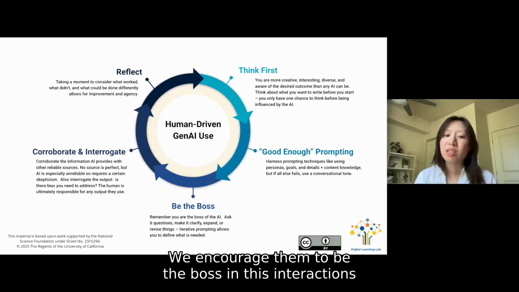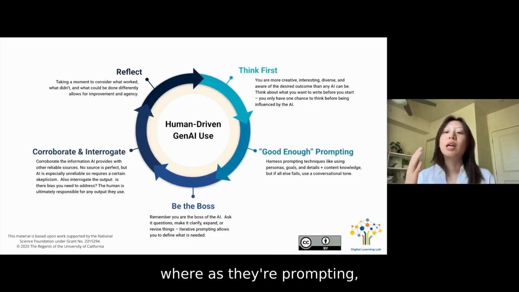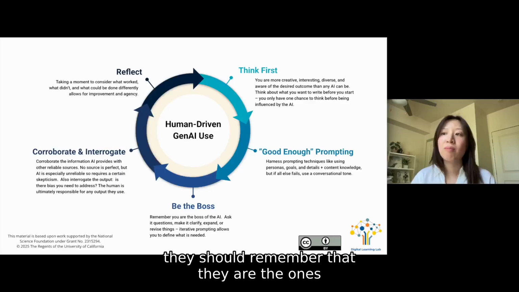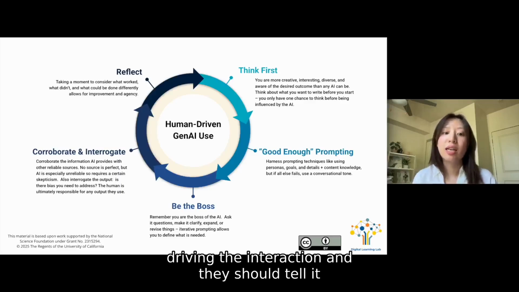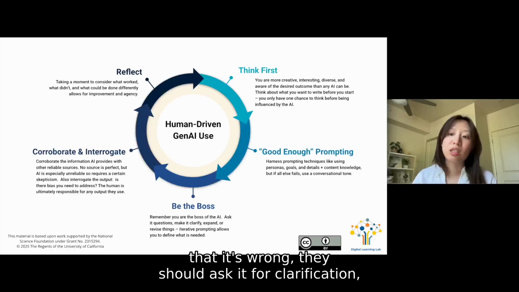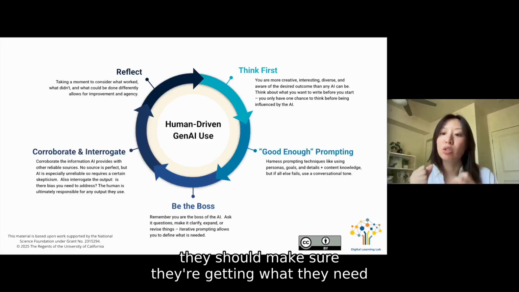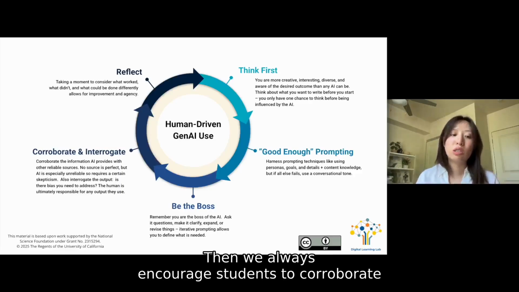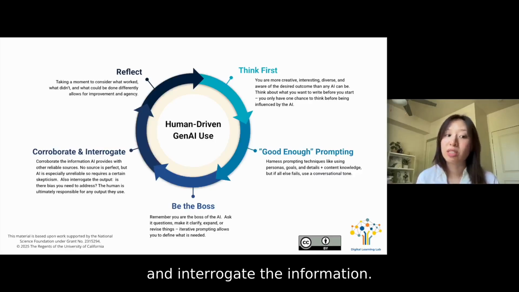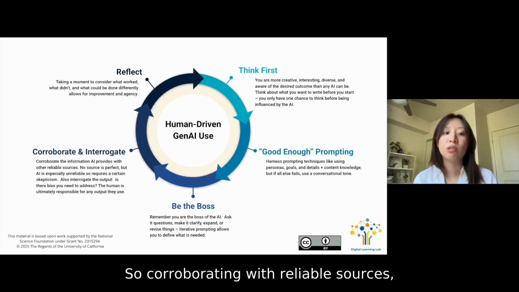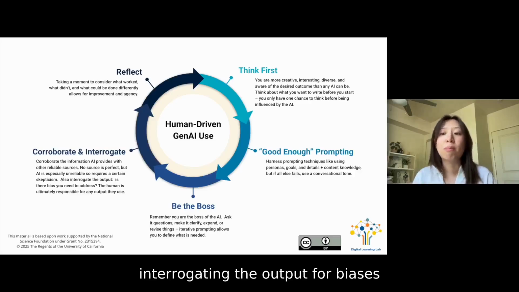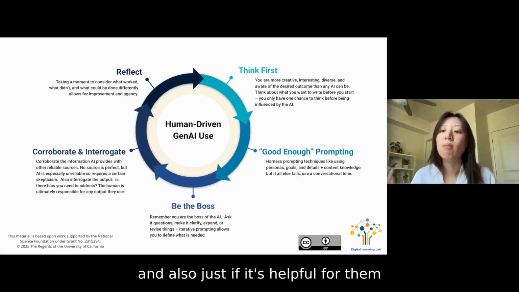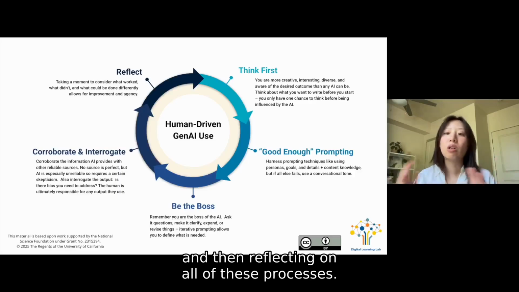We encourage them to be the boss in these interactions, where as they're prompting, they should remember that they are the ones driving the interaction, and they should tell it that it's wrong. They should ask it for clarification. They should make sure they're getting what they need from the AI output because they are the ones driving the interaction. Then we always encourage students to corroborate and interrogate the information, so corroborating with reliable sources, interrogating the output for biases, and then reflecting on all of these processes.